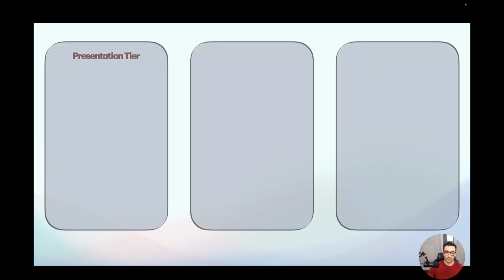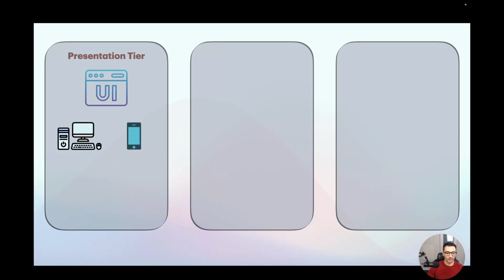So the application is split into three logical tiers. This includes a presentation tier. So this is the user interface that allows people to interact with the application. It's typically designed for use on a personal computer or mobile device, and it's built using HTML, CSS, and JavaScript.